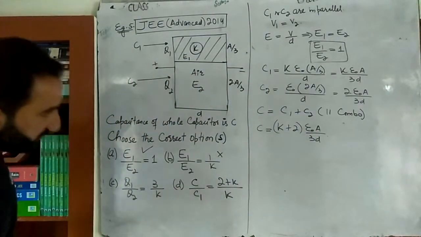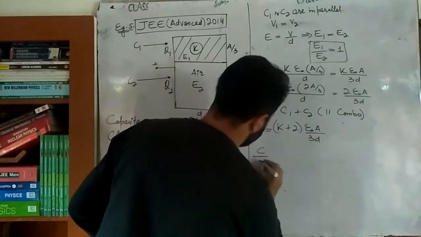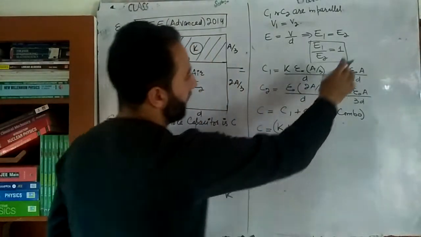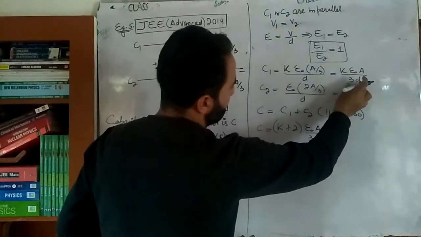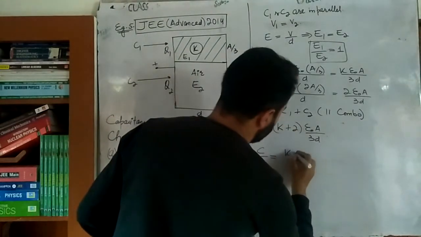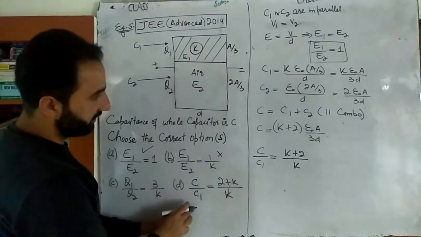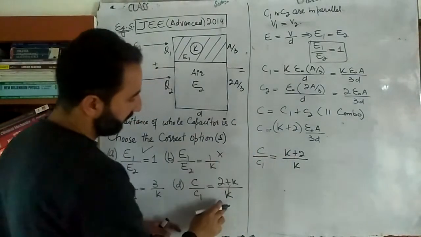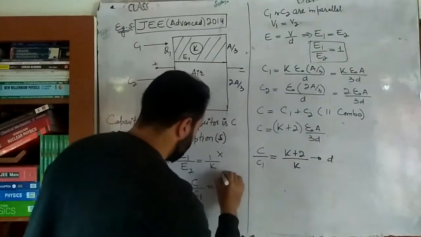Then let's try to calculate C divided by C1. So how much is C by C1? Now divide the two. First of all, epsilon naught A by 3D will cancel, so we are left with K plus 2 divided by K. C divided by C1 is K plus 2 divided by K, so that means option D is also correct. So option B, that means this is also correct.